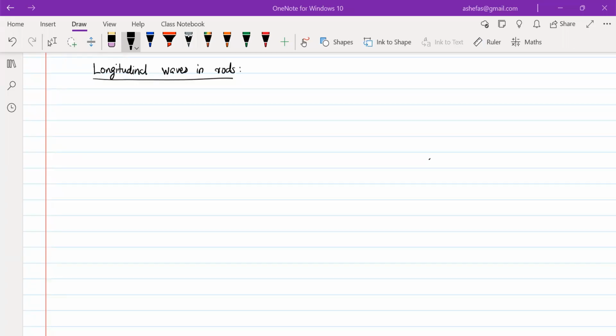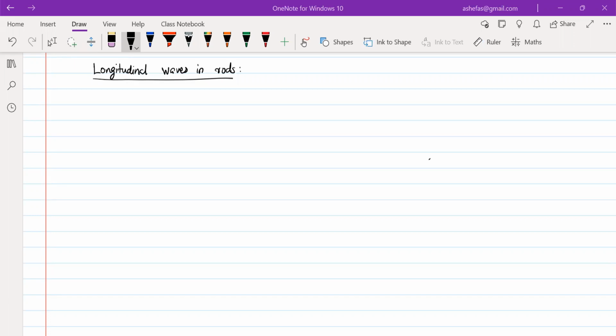Hi all. So in the last class we have discussed the propagation of transverse wave in a rod. So today we are going to discuss the longitudinal wave. So I think you are already familiar with this distinction of wave, that is transverse and longitudinal.